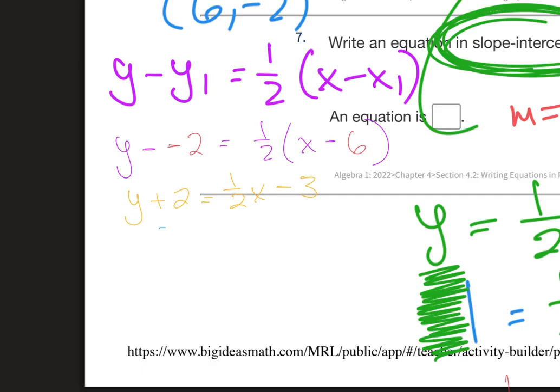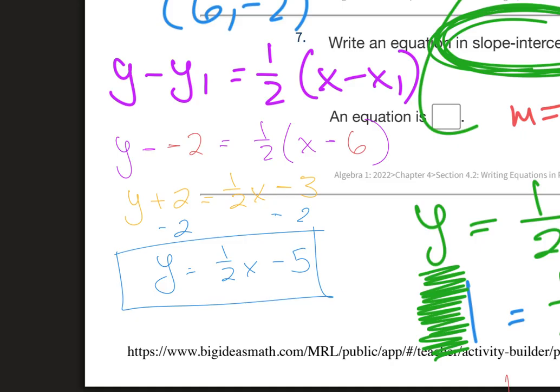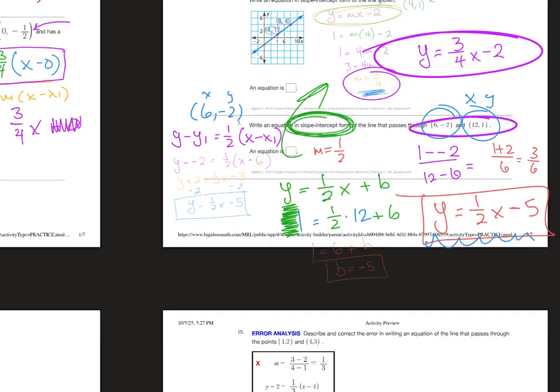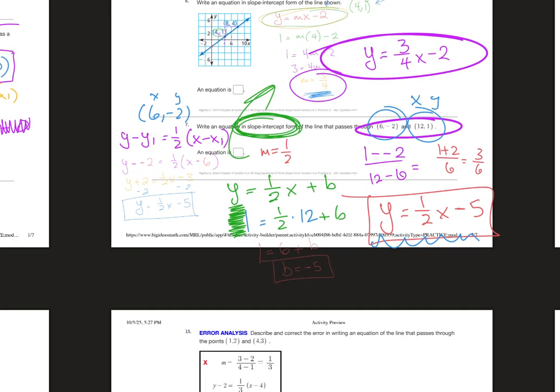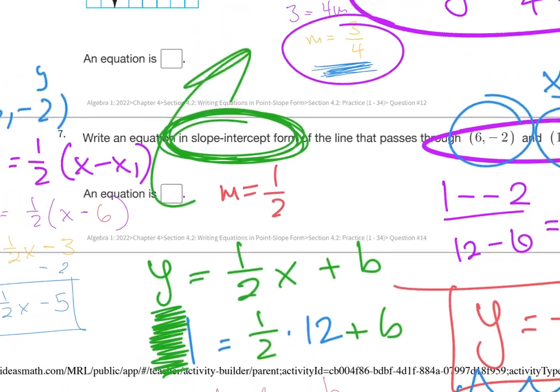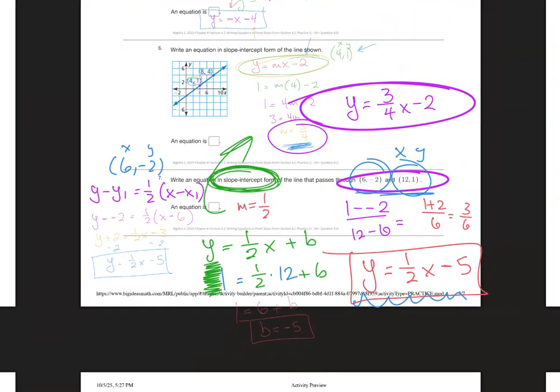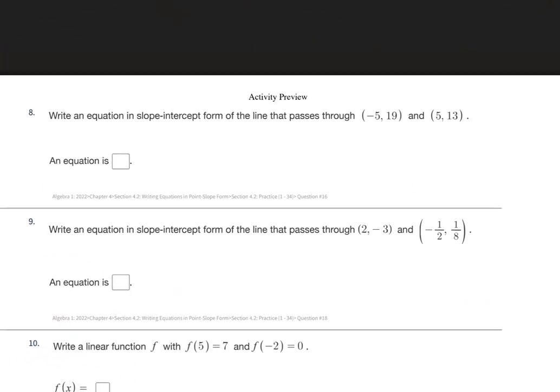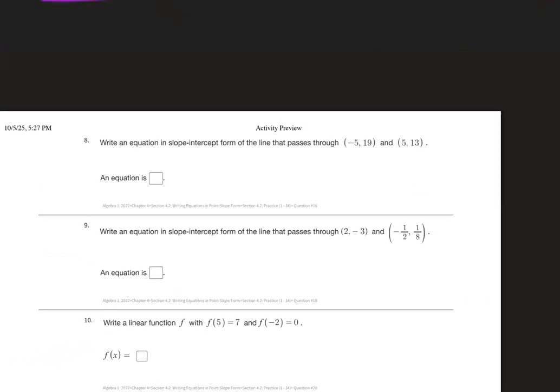And it's not that crazy. In order to get y by itself, we're just going to subtract 2 from both sides. Y equals 1/2 x minus 5. Hold up. Wait a minute. Isn't that what we got right here? It sure is. So now you've seen two different ways that we could write an equation in slope-intercept form of a line that passes through two different points. Yay.